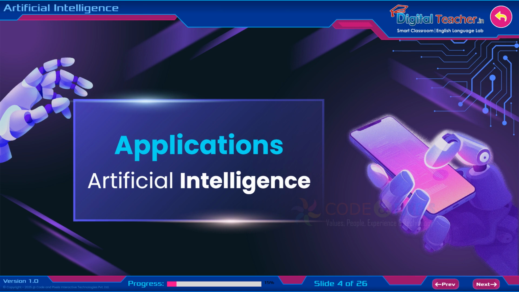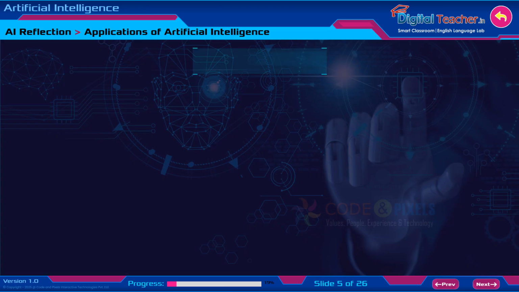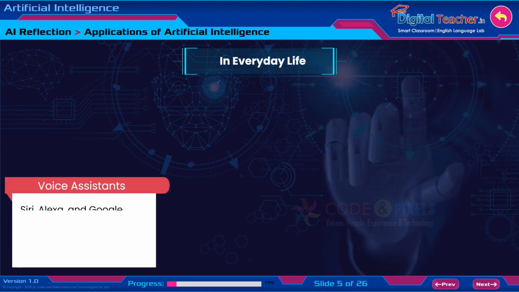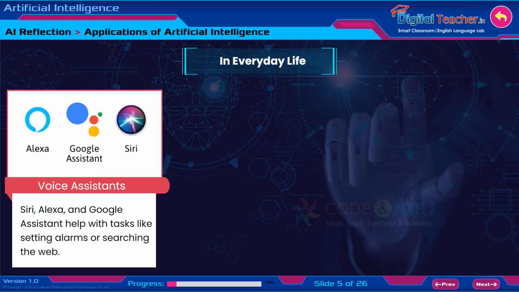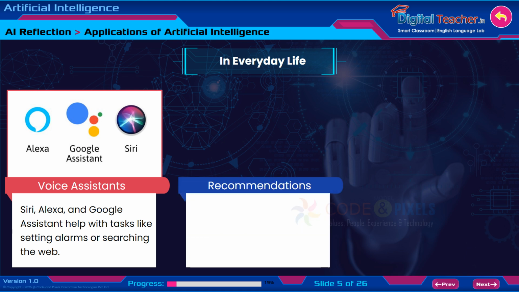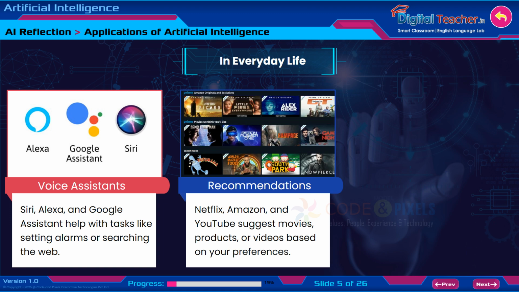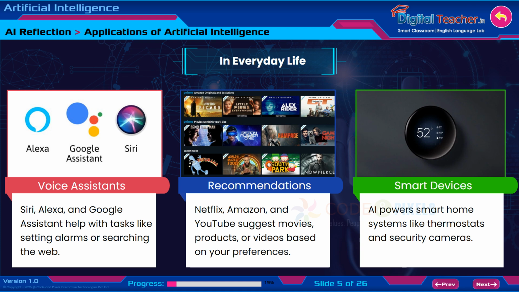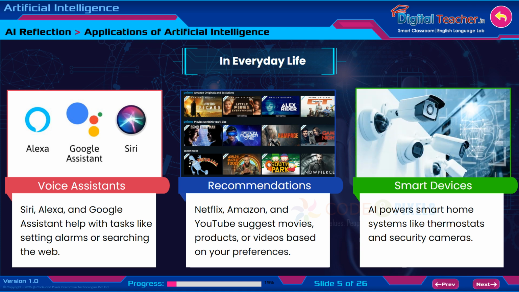Applications of artificial intelligence. In everyday life. Voice assistants. Siri, Alexa, and Google Assistant help with tasks like setting alarms or searching the web. Recommendations. Netflix, Amazon, and YouTube suggest movies, products, or videos based on your preferences. Smart devices. Artificial intelligence powers smart home systems like thermostats and security cameras.